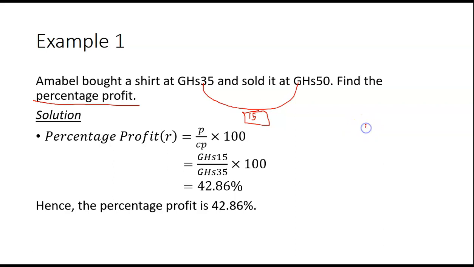You know the profit is 15, right? You see, you want to find profit percent, not profit itself. So it's important, don't forget. Always find profit, then you divide it by cost price and multiply it by 100. You will get a profit percent. I hope that's clear. Okay, so let's go to example 2.